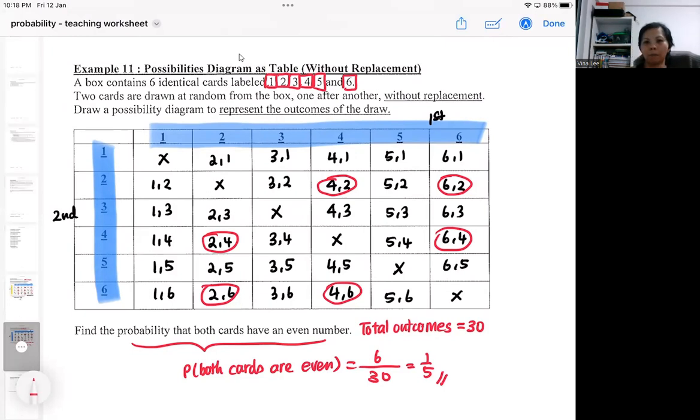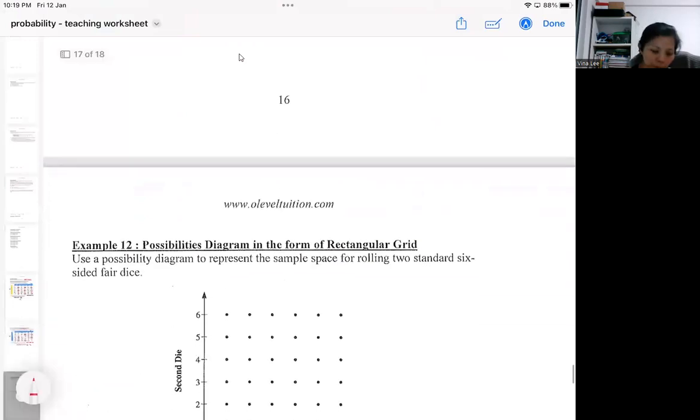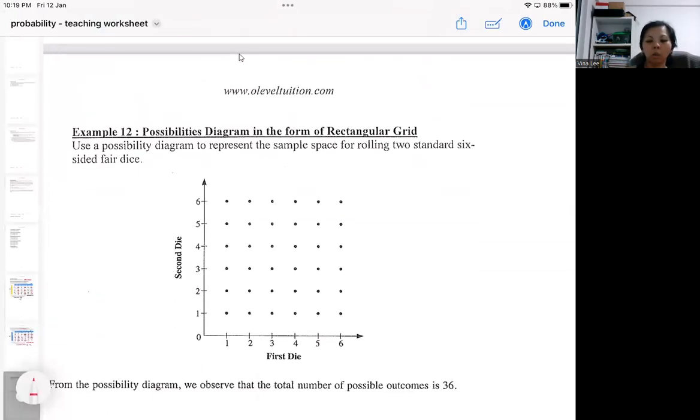Okay, so the idea that we are putting our possibility or sample space or the possible outcomes on something like this is called a possibility diagram. It is an extension of the complex tree diagram. Sometimes it's really quite complex if you're going to branch out too many from a tree diagram, so we just put it in a table format. In the same way, instead of doing it in a box, we can use dots. We can use a grid, like this example.